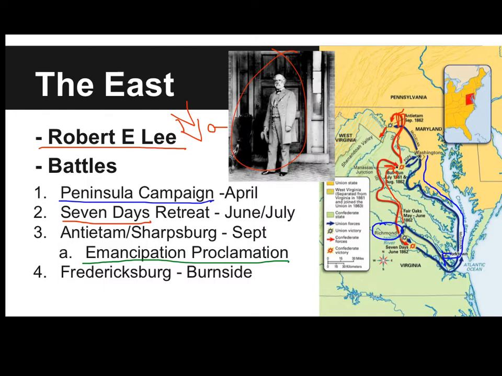The Southern Army under Robert E. Lee will retreat back down into Virginia. The Northerners will eventually come back down, and there'll be one more big epic battle at a place called Fredericksburg, which is in Virginia. And here the Union will suffer a massive, massive defeat, where they lose many, many men. Let's take a look at something else now.